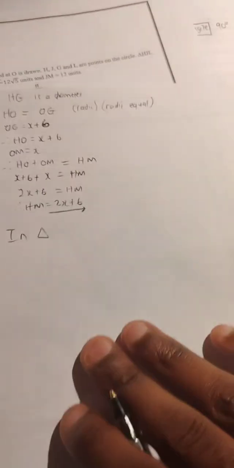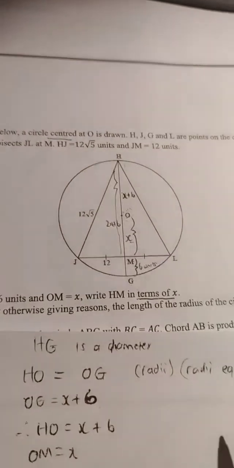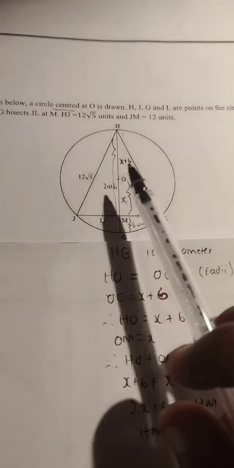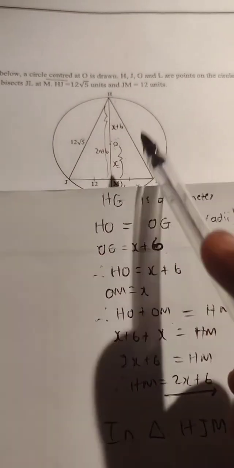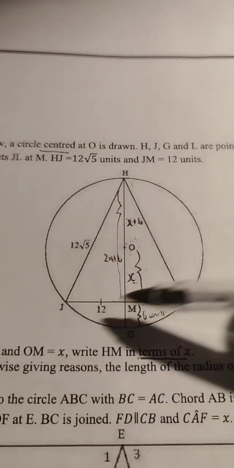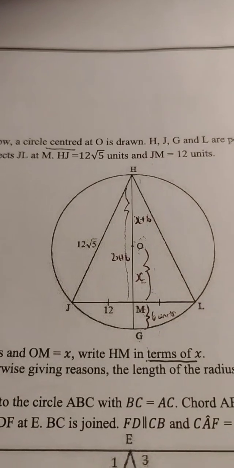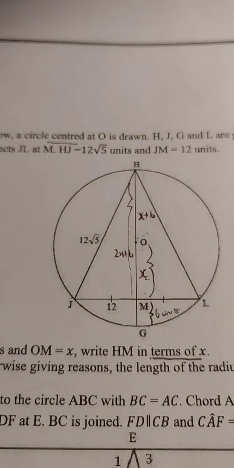We can look at that diagram, and in that diagram we can see triangle HJM. There's a few things that we can do there. We can say HM is perpendicular to JM. Why, guys, do we say HM is perpendicular to JM? Why? I want to ask that question. Why can we say HM is perpendicular to JM?